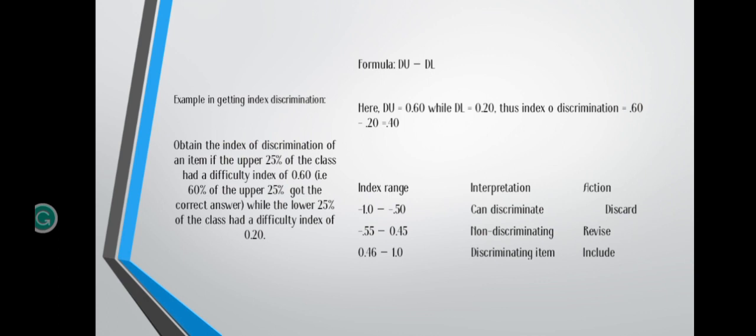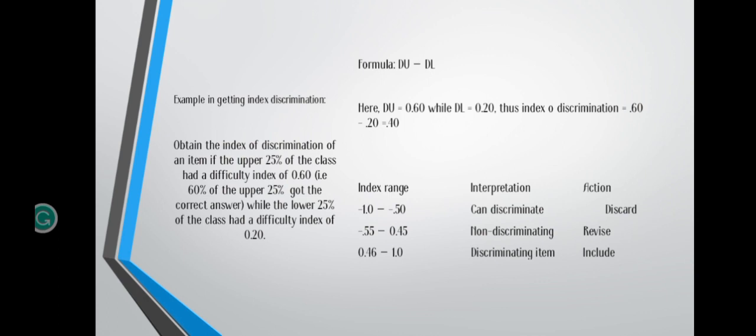Bakit yung mga nasa upper 25% of the class ay walang nakatamang sagot, samantalang yung nasa lower 25% of the class ay sila yung nakakuha ng tamang sagot? Why should the bright ones get the wrong answer and the poor ones get the right answer? Yun yung tanong doon.